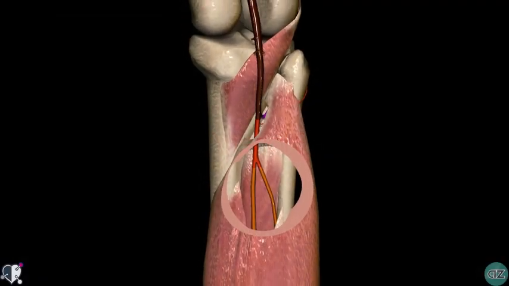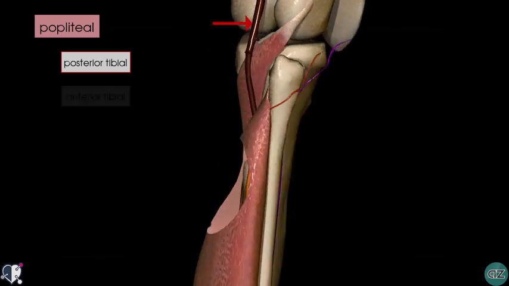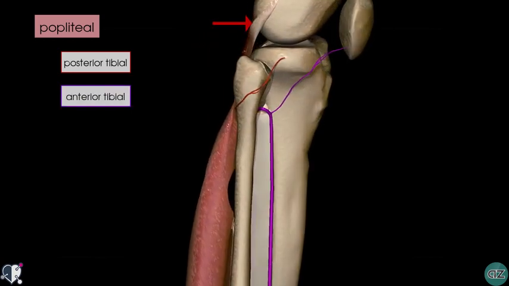What we're looking at here is a posterior view of the knee and the leg, and we can see the popliteal artery running behind the knee joint, and it gives off two branches. You've got the posterior tibial artery, which you can see here in red, and if I rotate the model round slightly, you can see the anterior tibial artery in purple.